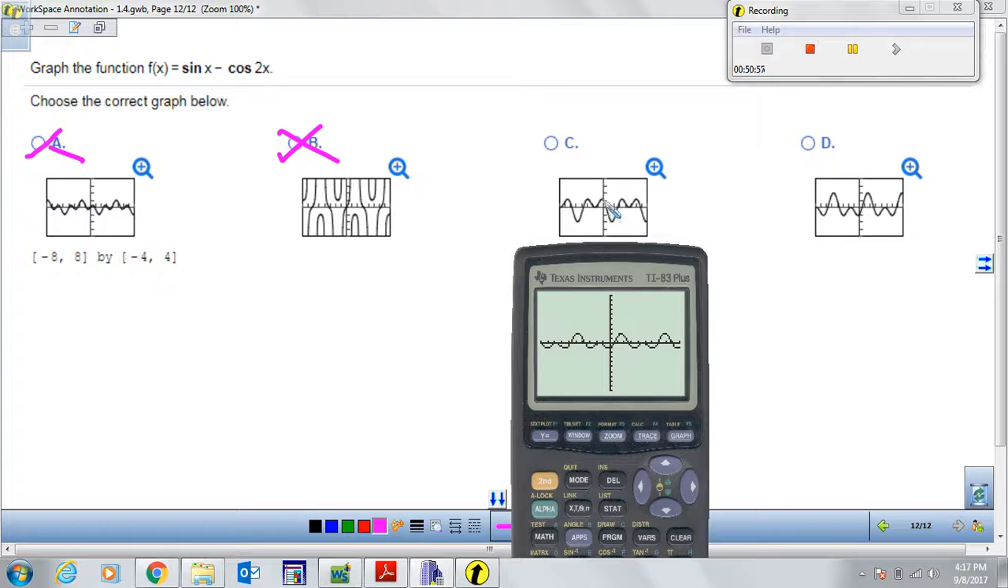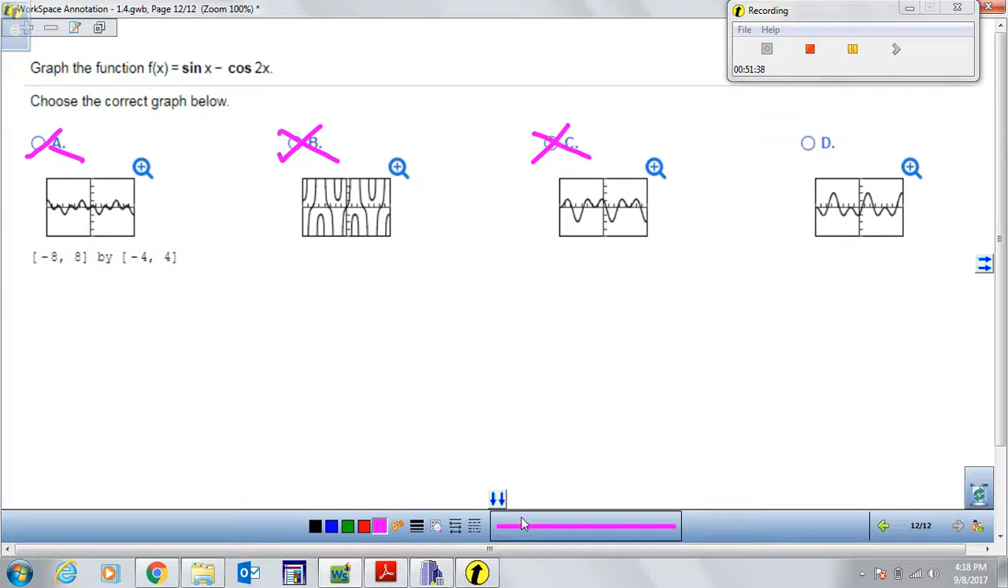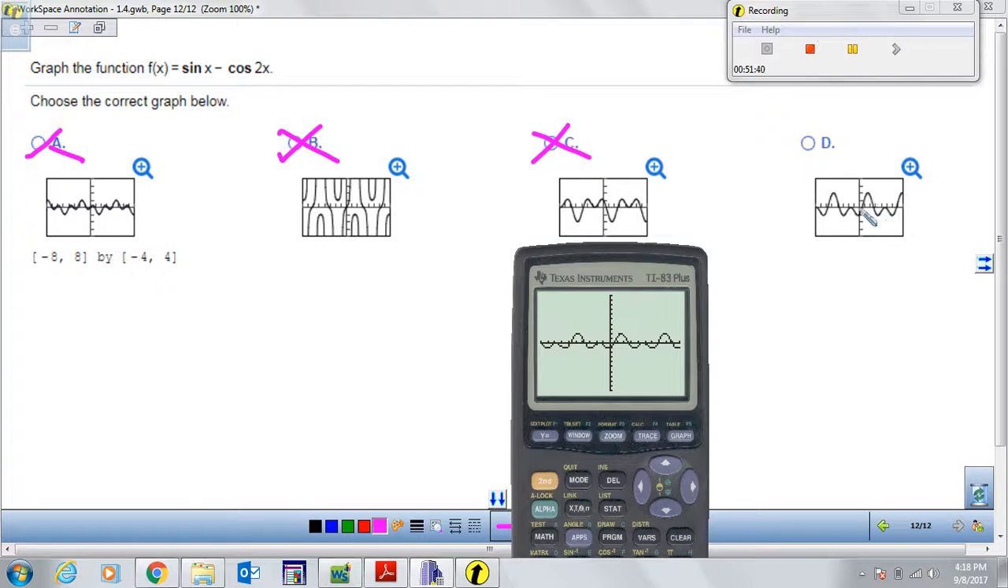But look at this one. This one starts high up here on the y-axis and then it curves down, but on top of the x-axis. This is below the x-axis. C couldn't be at all. I think it has to be this one. If you look here at 1, 2, 3, 4, 5, 6, 7, 8.